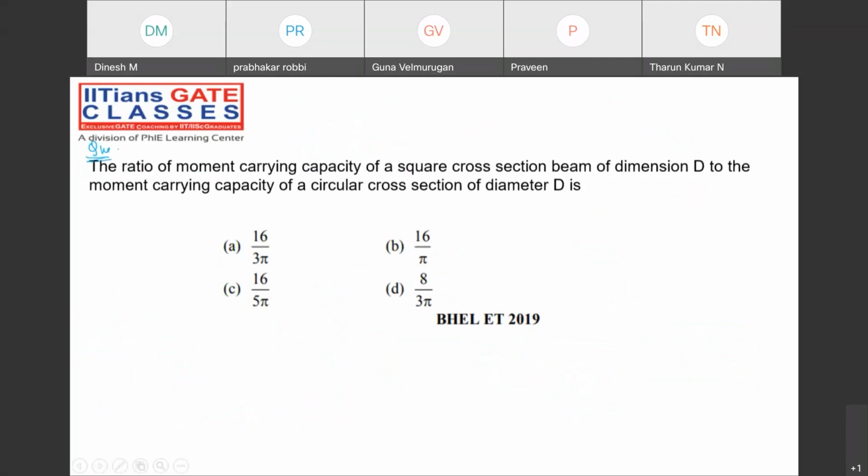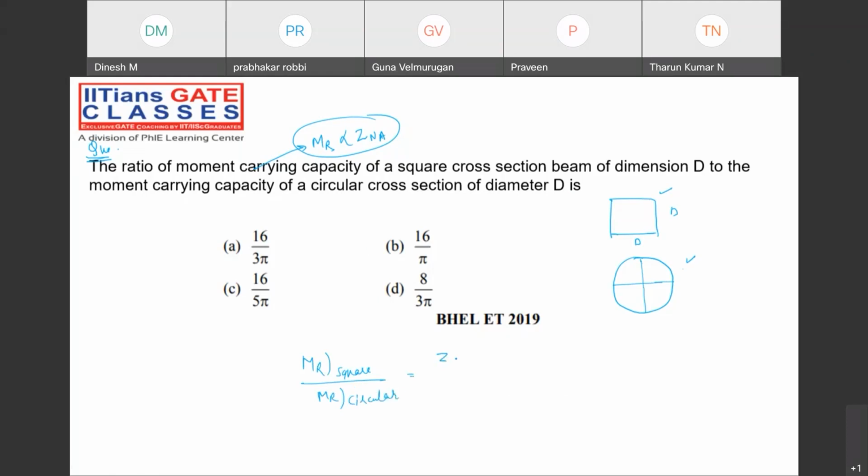Moment carrying capacity means moment of resistance, simply MR. And MR, you know, is directly proportional to Z about the neutral axis. Maximum moment of resistance offered by the body will be Z about the neutral axis. And you have two cross sections. One is a square, and the other is a circular cross section. Now you need to calculate which one will be able to carry more bending load. Suppose your house beam is made of square cross section or circular. That is what you need to decide, right? So they are asking the ratio of the moment of resistance for square to the moment of resistance for circular cross section. That will be Z of square cross section about the neutral axis to Z of circular cross section about the neutral axis.